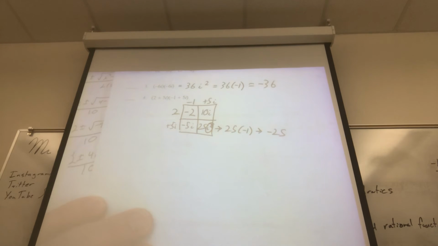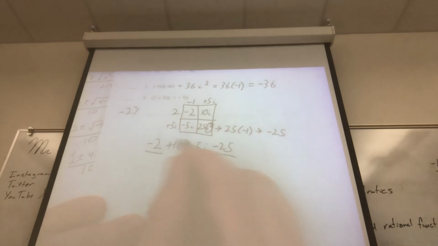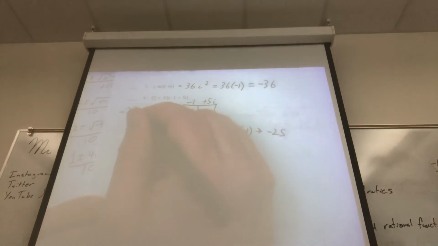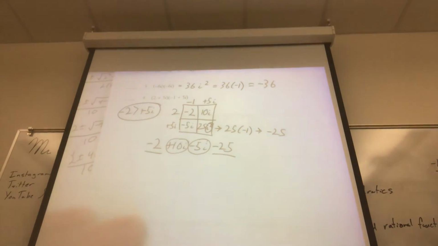Now I go back to combining like terms. I've got -2 plus 10i minus 5i minus 25. So the -2 and the -25 will make -27. And then the positive 10i minus 5i makes plus 5i. That is my answer. Okay, there's not a real shortcut on that one. There's not much you can do calculator-wise, except for check each individual multiplication.